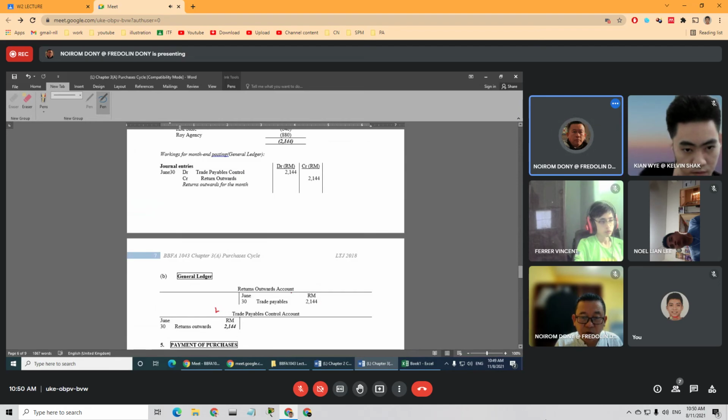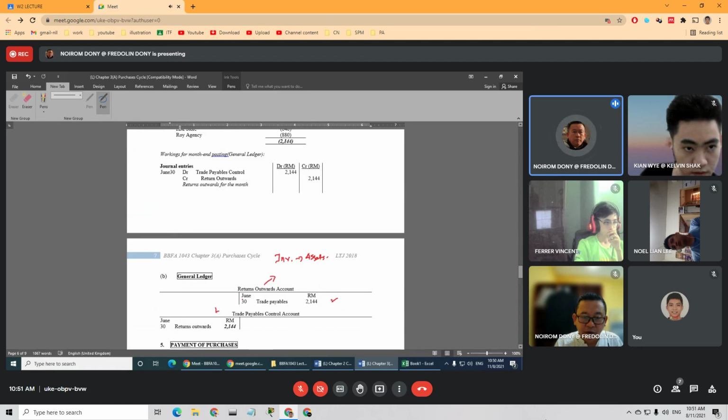credit 2,144. Now this one, probably you are referring to return outward, which is actually under inventory, which is asset. Yes, this is asset. So it reduces asset as you return the goods to the supplier, the level of inventory becomes lower, isn't it? Becomes lesser. So that's why this is credit. So if this is credit, definitely the other corresponding account must be debit.